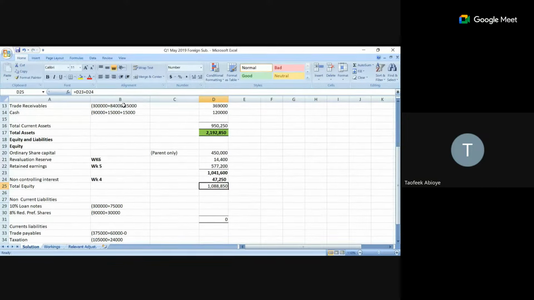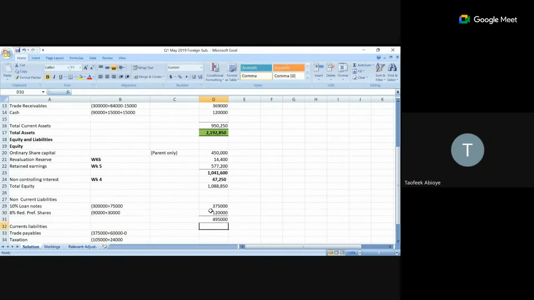So my loan notes. Can you help me with the loan note figures on this slide? How much is my loan note figure? 300,000 plus 5,000. I know this one too now. So it will give me 375,000 for loan notes. Then redeemable preference shares, 30,000 plus 90,000. I need this one to be 120,000.